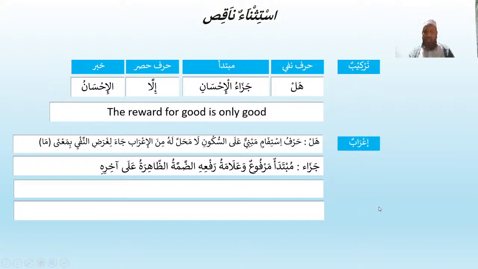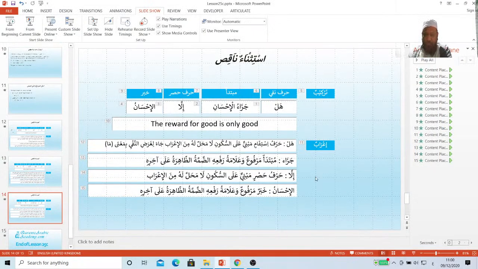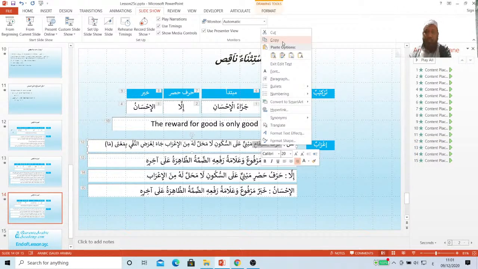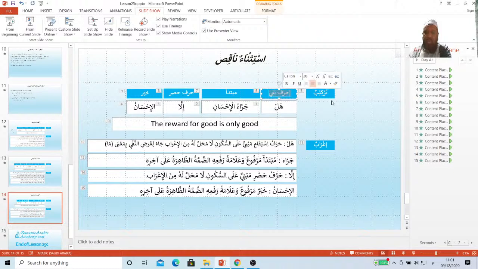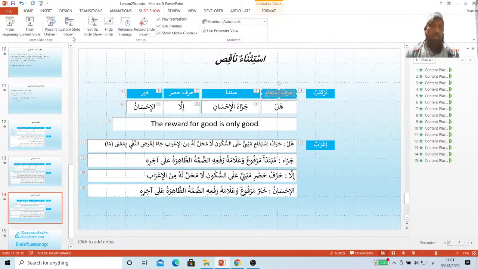جزاء مبتدأ مرفوع وعلامة رفع ضمة الظاهرة على آخره, إلا حرف حصر مبني على السكون لا محل له من الإعراب, and then الإحسان خبر مرفوع وعلامة رفع الضمة الظاهرة على آخره. All these make a جملة اسمية. Right, so what I'm going to do is change the color and go back.